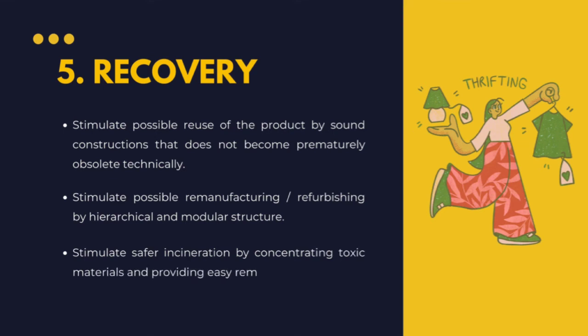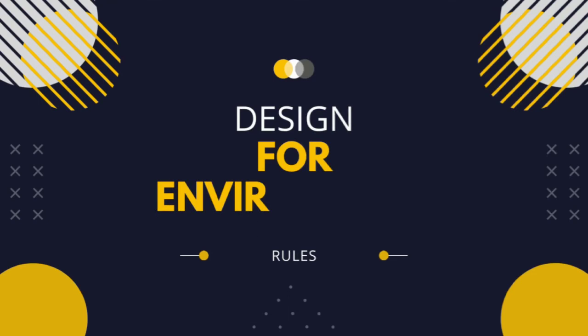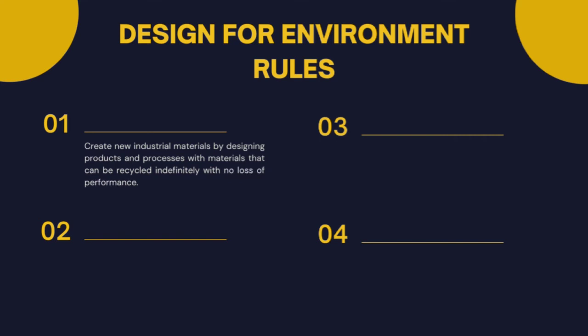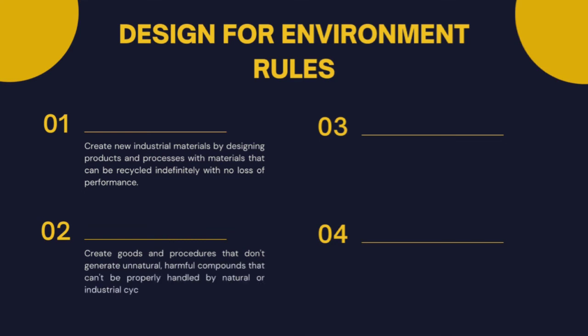Now, we move to Design for Environment rules. There are 4 rules, and the first one is: create new industrial materials by designing products and processes with materials that can be recycled indefinitely with no loss of performance. Create goods and procedures that don't generate unnatural, harmful compounds that can't be properly handled by natural or industrial cycles.